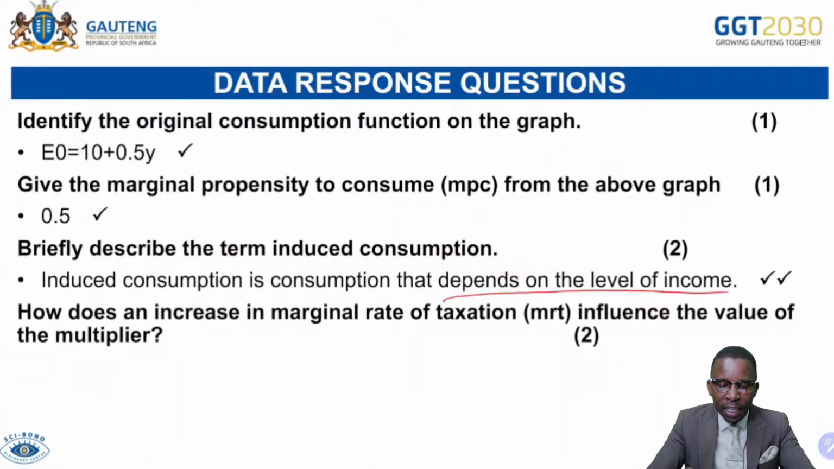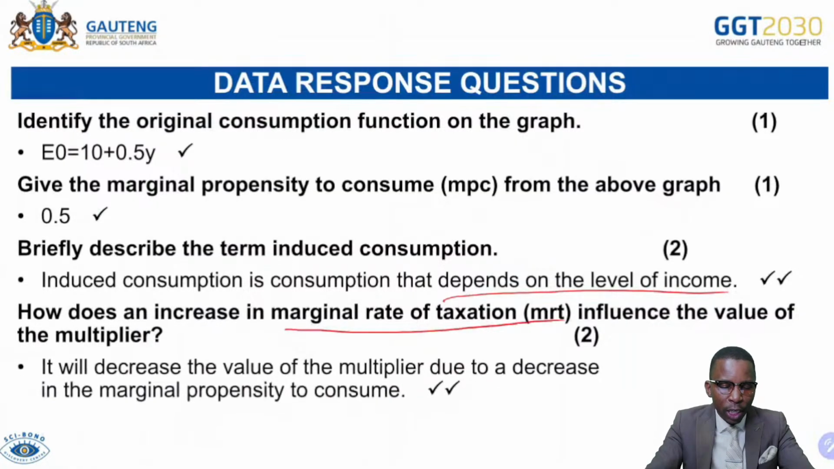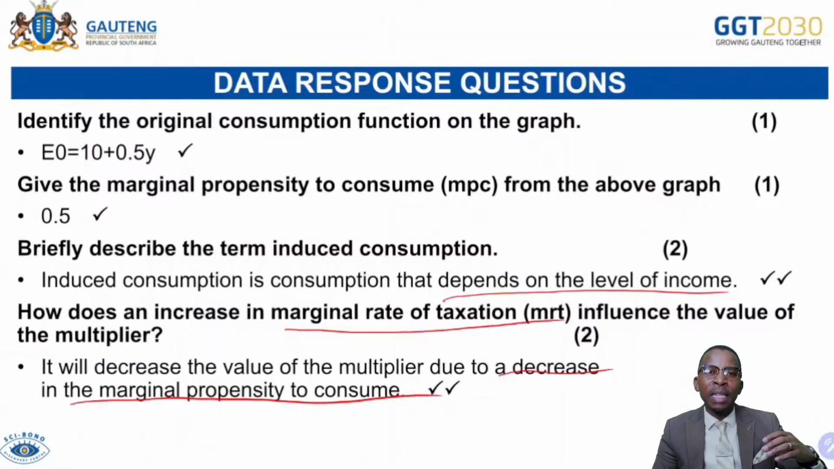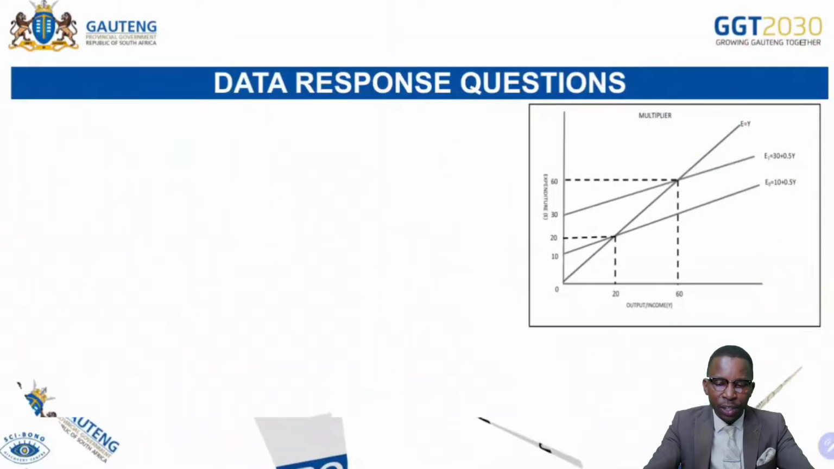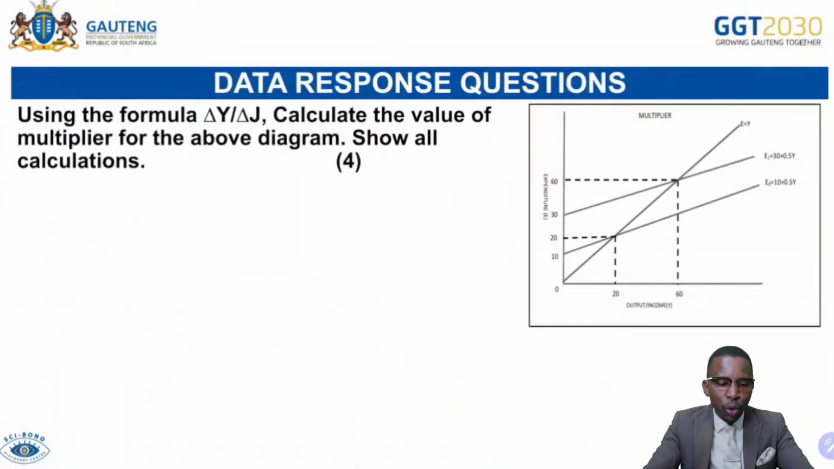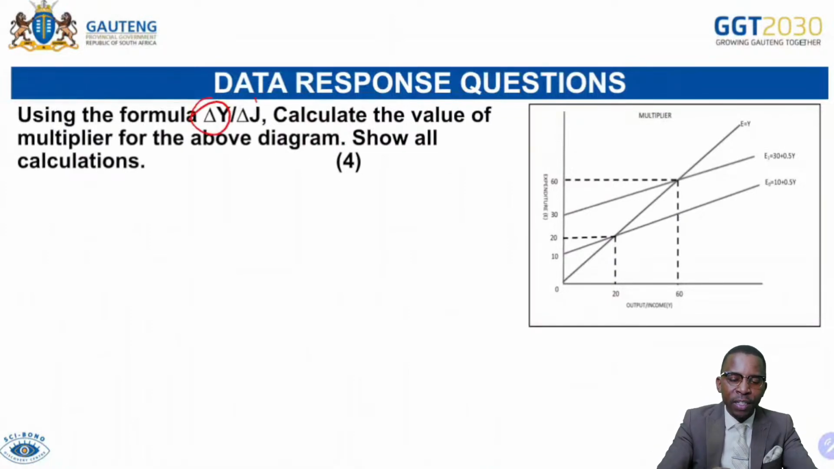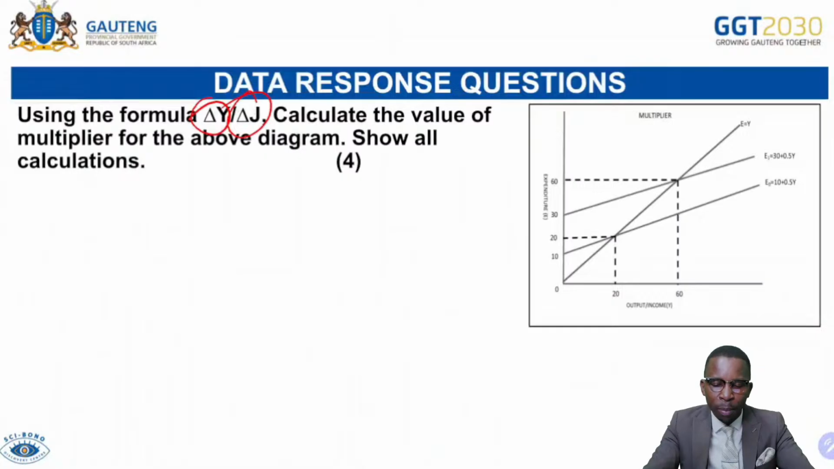Then how does the increase in the marginal rate of tax, MRT, influence the value of the multiplier? So it will decrease the value of the multiplier due to a decrease in the marginal propensity to consume. Remember, if ever there is more MRT, marginal rate of tax, that means the MPC will be reduced, because the money that is taxed cannot be used for consumption. Then we check the calculation. So using the formula change in income over change in injection, calculate the value of the multiplier.